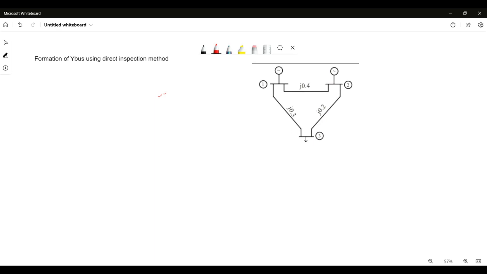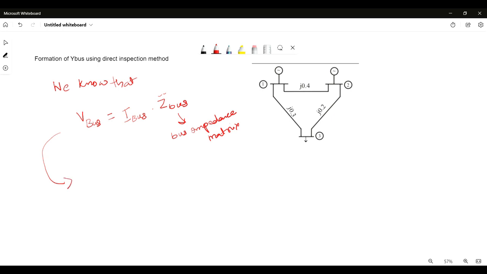Today we will discuss the formation of the bus admittance matrix using the direct inspection method. We know that V bus is equal to I bus into Z bus, where V bus is the bus voltages, I bus is the bus currents, and Z bus is the bus impedance matrix. And we can write this equation in another form.